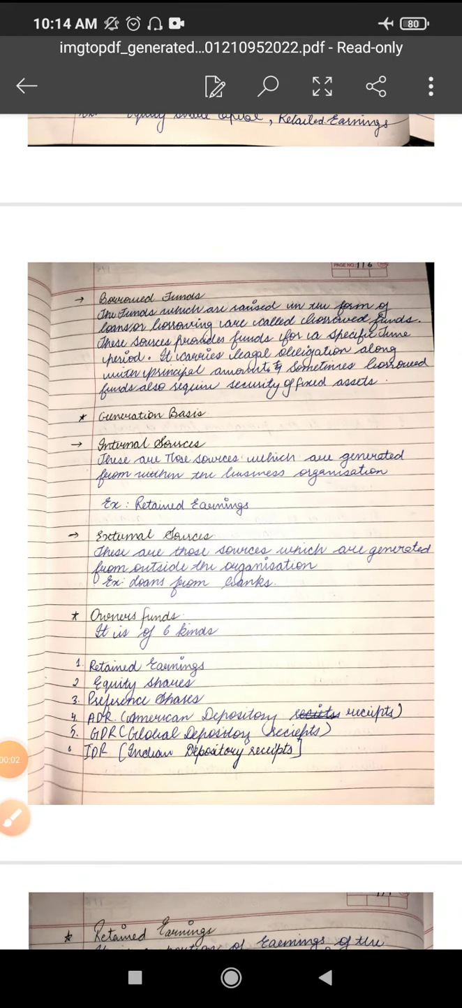Now we're going to understand owners funds. Students, we have learned the classification of funds, and we have learned that on the basis of ownership there are two classifications, that is owners fund and borrowed funds. So we're going to understand the first broad category of sources of business finance, that is owners fund. First one, we're going to start with retained earnings.